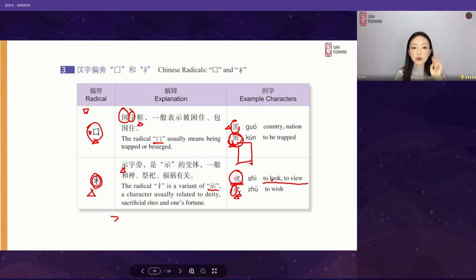These are the two radicals for today. One is 国字框, which means trap, border. One is 示字旁, which is always related to the rites, the rituals, okay?